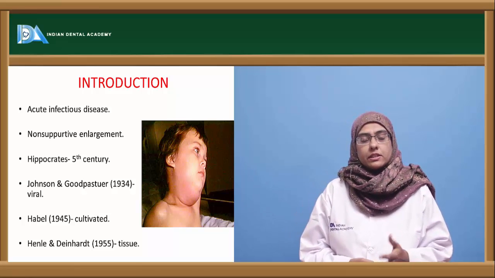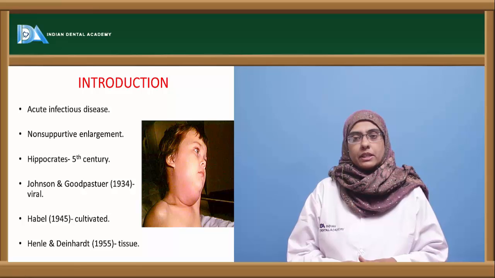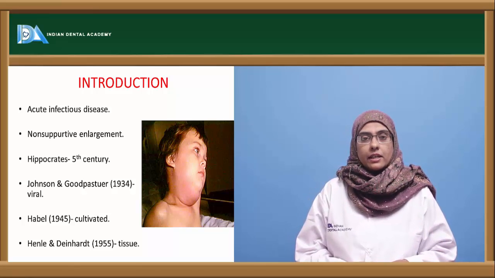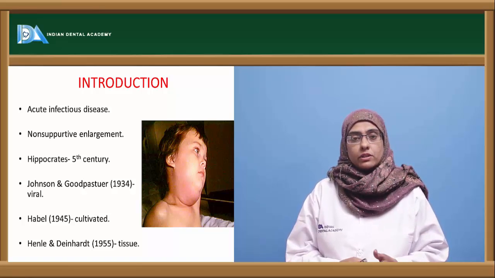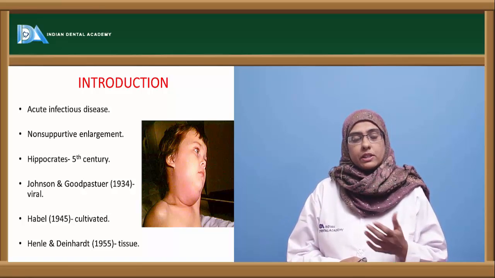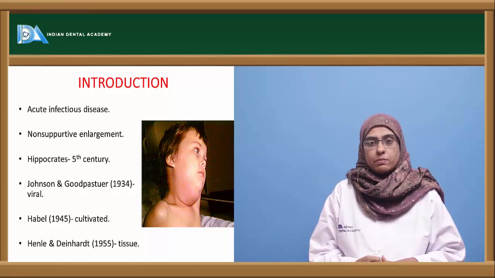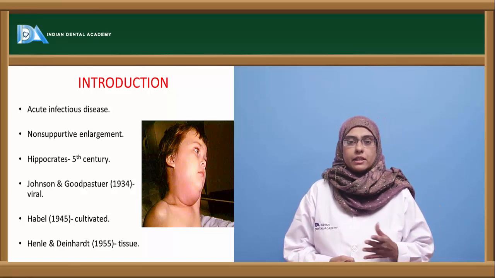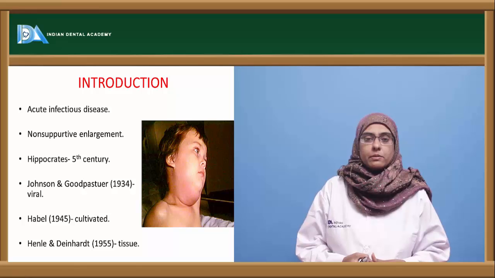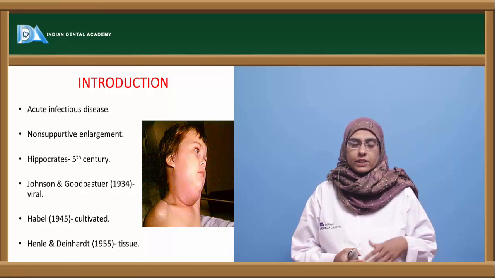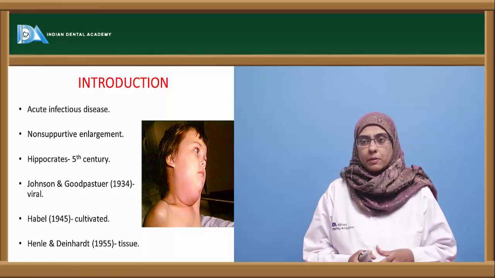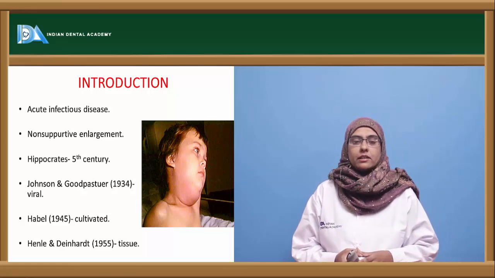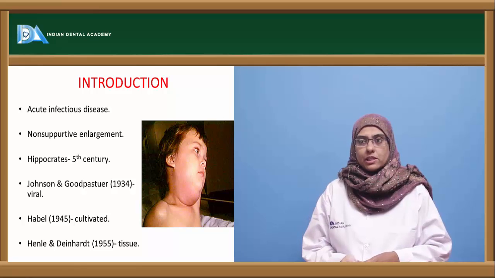This disease was first described by Hippocrates in the 15th century, and the possible causative agent, a virus, was identified by Johnson and Goodpasture. Habel in 1945 cultivated the organism in a chick embryo and was successful in cultivating and identifying this organism. Henle and Deinhardt cultivated the organism in tissue cultures.